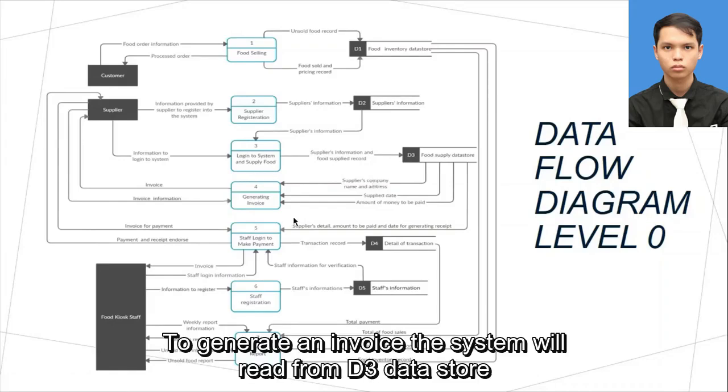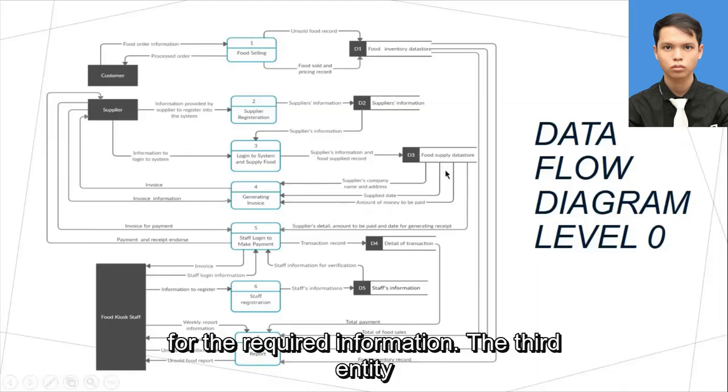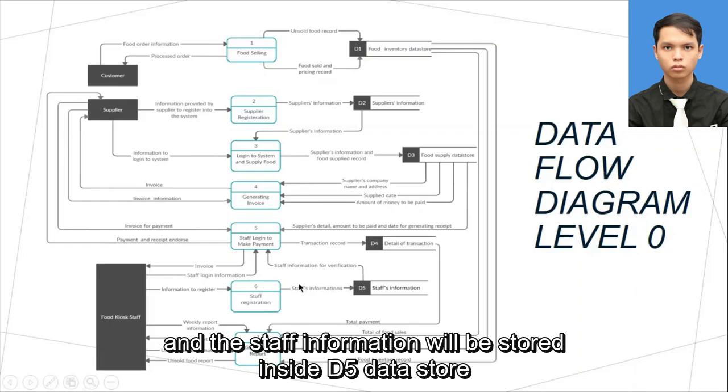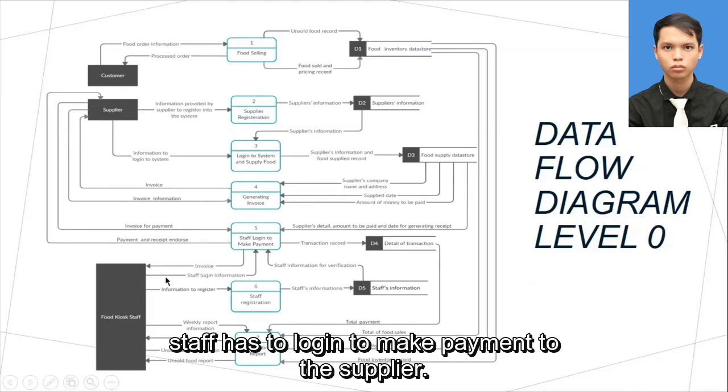To generate an invoice, the system will read from the D3 data store for the required information. The third entity is staff. The staff will also have to register into the system, and the staff's information will be stored inside the D5 data store. Staff has to log in to make payment to the supplier.